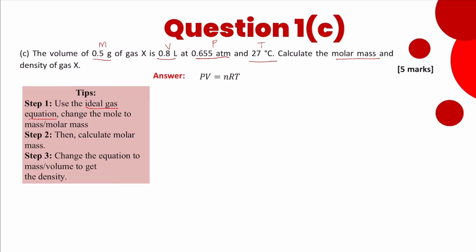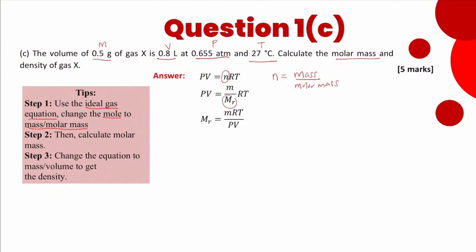Then we need to change the mole here, n, to mass divided by molar mass, since n equals mass divided by molar mass. So we can write the equation like this. PV equals m over Mr, RT. Now rearrange the equation to make Mr the subject of this equation. So you will get something like this.